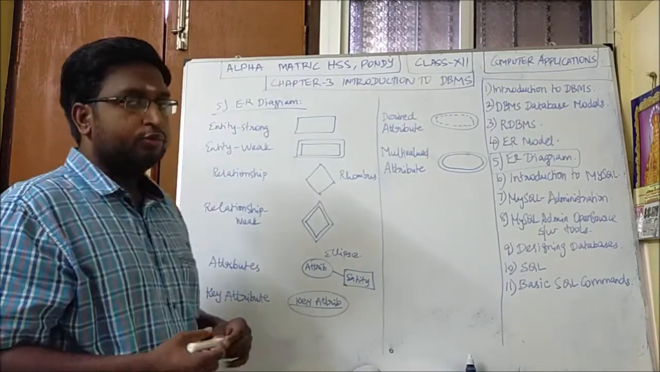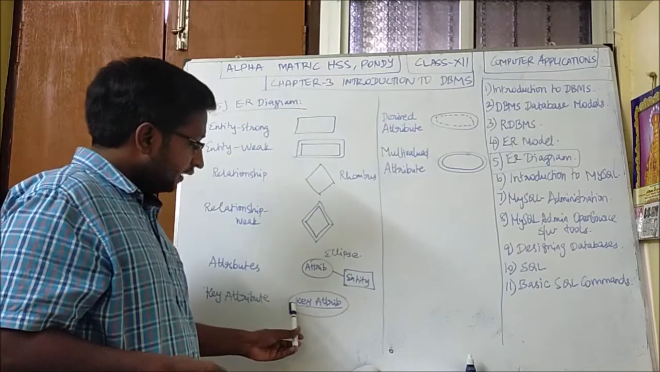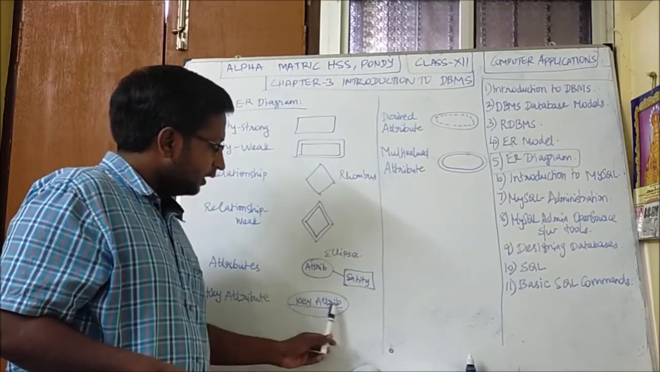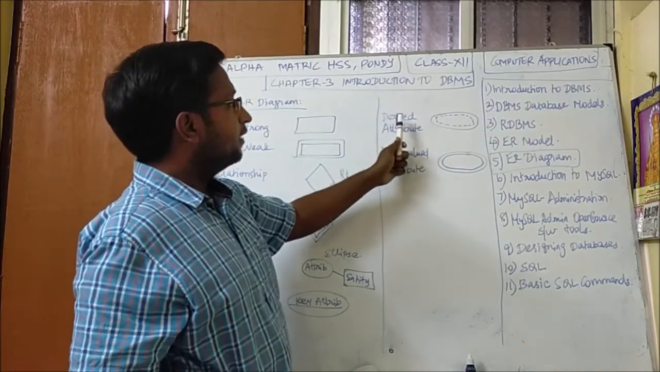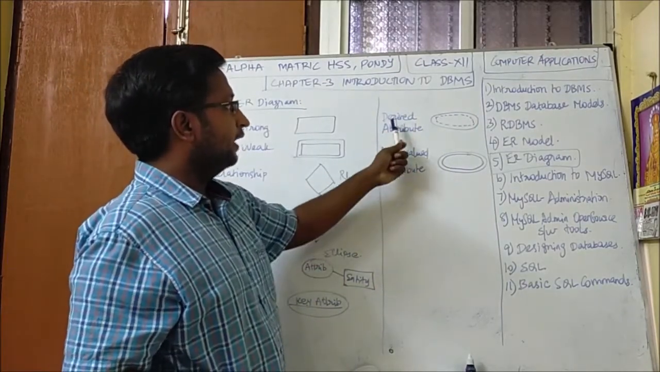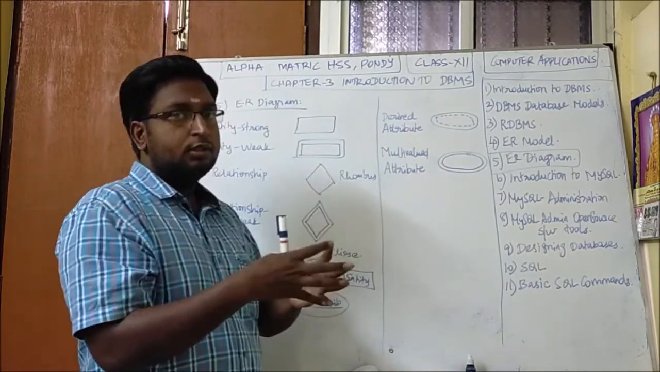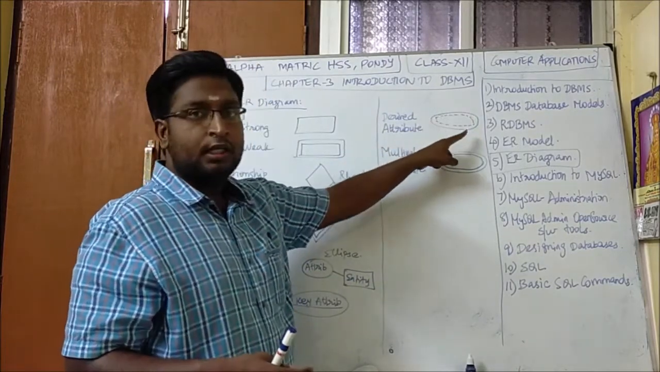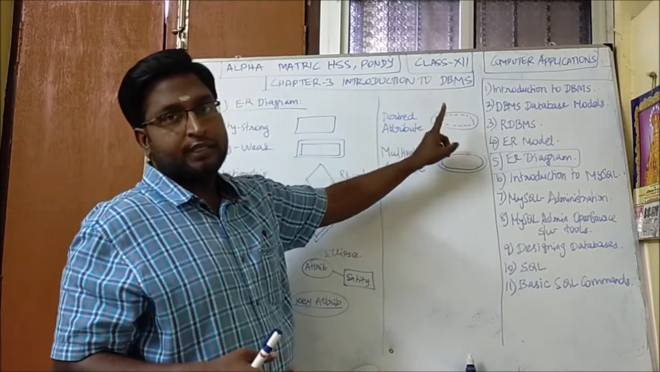A key attribute is a unique attribute. We represent it with an underline: the attribute name will be there, with an underline. The last two are the derived attribute and the multi-value attribute. A derived attribute is an attribute derived from another attribute, represented as a double ellipse with a dotted line in the inner ellipse.